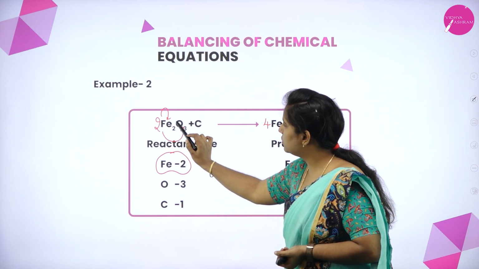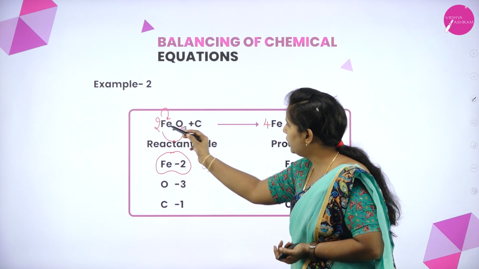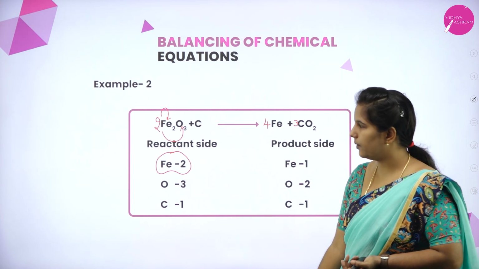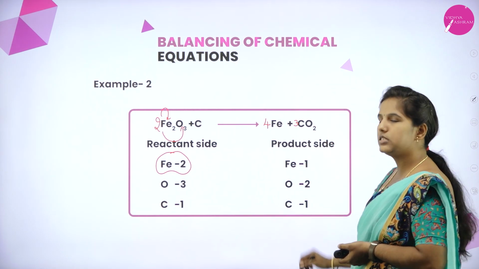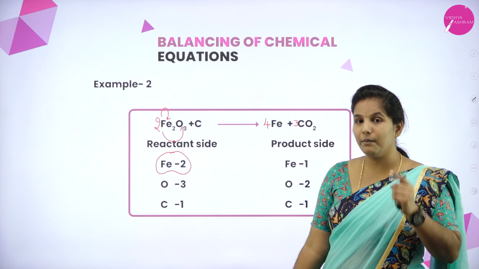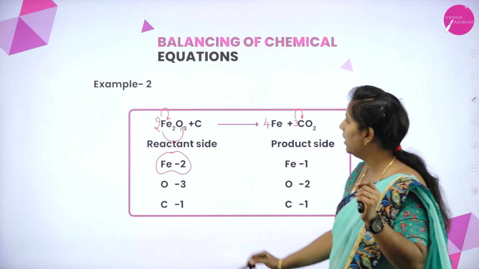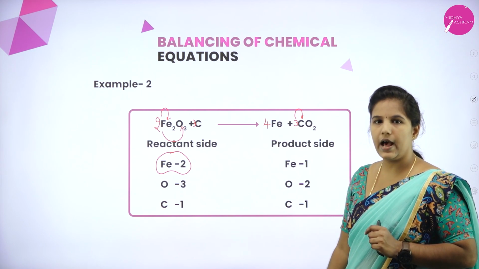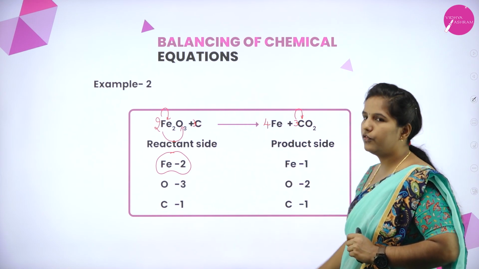So 2 into 2 iron atoms becomes 4 iron atoms, and here 4 iron atoms. And 2 into 3 oxygen atoms, here 2 into 3, 6 oxygen atoms. But there is only 1 carbon atom, and on this side we have written 3 for balancing the oxygen. To balance that oxygen we have written 3, but it also belongs to the carbon, right? So we have to write 3 here. So 3 carbon, 6 oxygen, 6 oxygen, 4 iron, 4 iron.